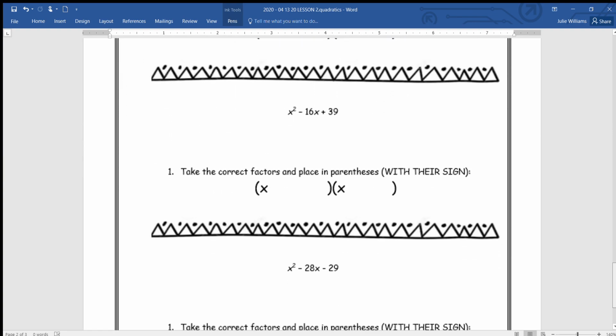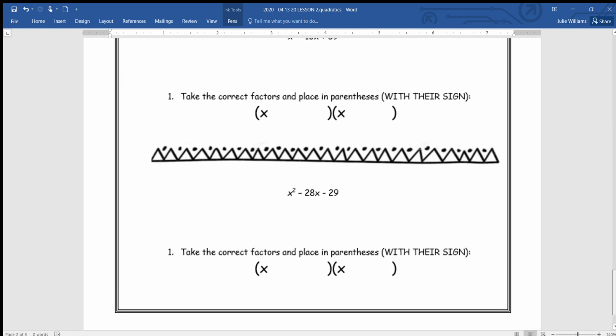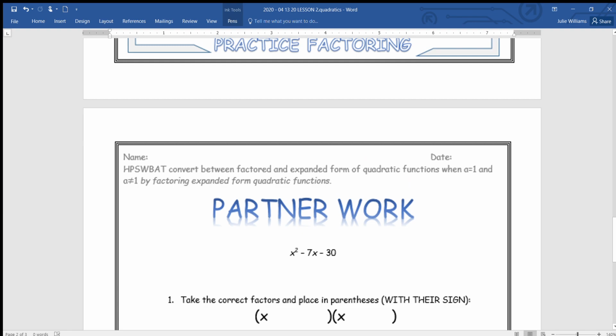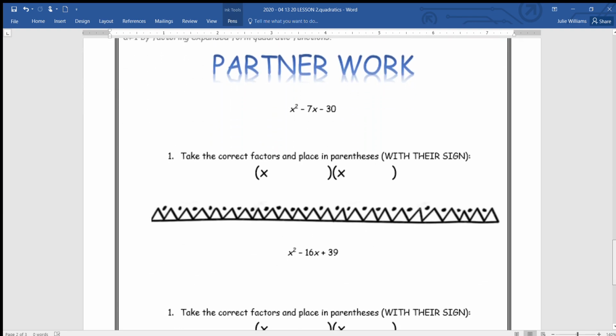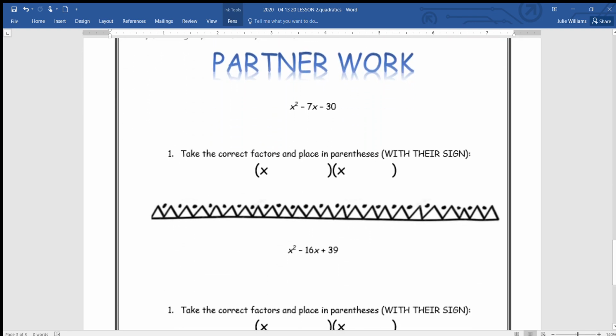Okay, now I have, let's see, this would be partner work in class. I have 3 more that I'm going to do together with you. I'm going to create my little T-chart. So always identify your A, in this case it's 1, your B is -7, and your C is -30. All right, and then so we want numbers that multiply together to equal our constant.